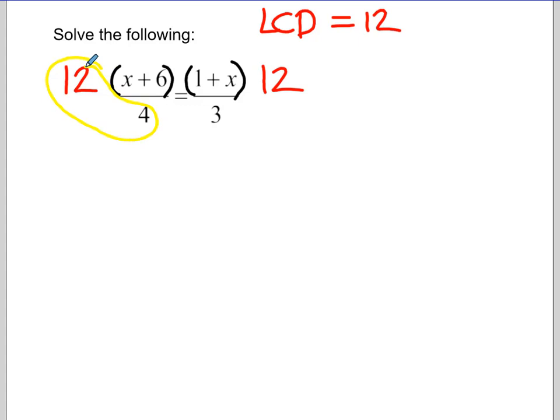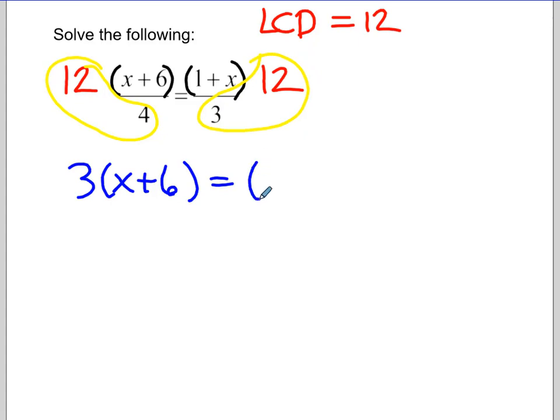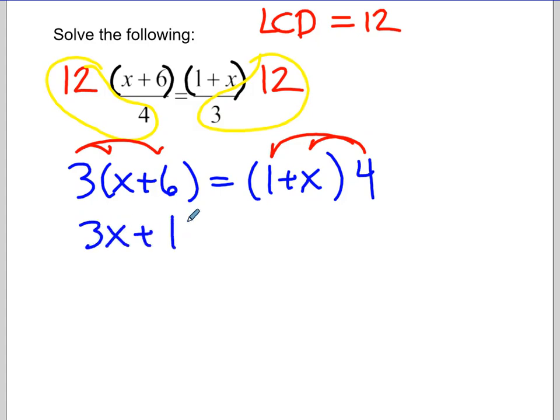Okay, so what's 12 divided by 4? Well, that becomes a 3. Then I'll do the same thing on this side. What's 12 divided by 3? Well, that's a 4. Now you'll notice my fractions are gone. And now I could do a distributive property where I multiply this in. And yes, I can multiply this direction. That's okay. And now I end up with 3x plus 18 equals 4 plus 4x.